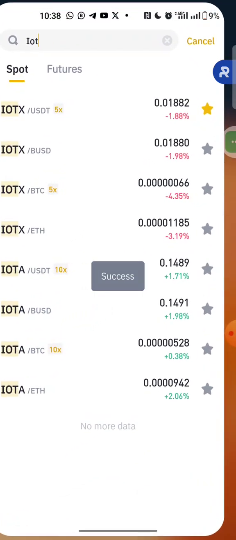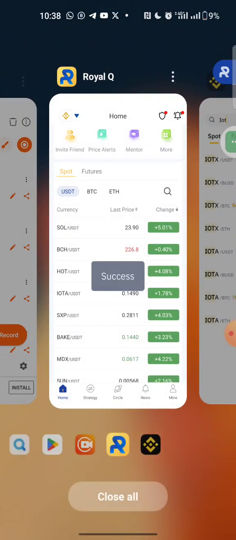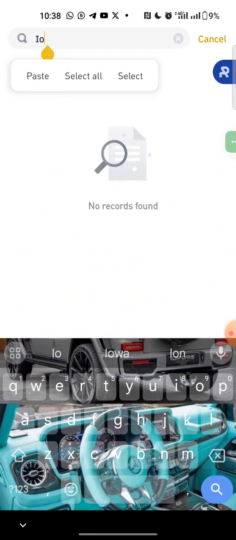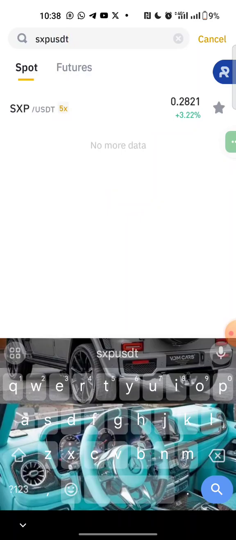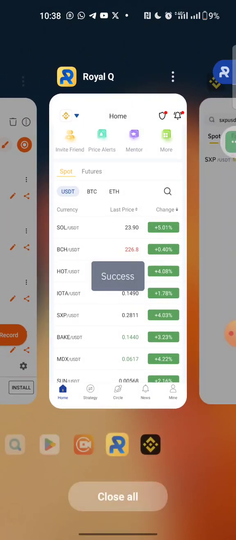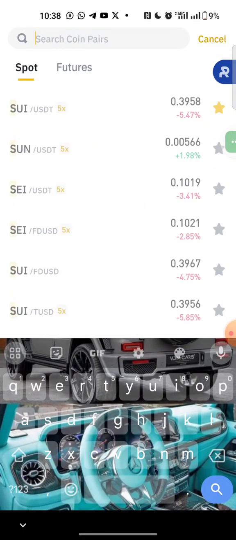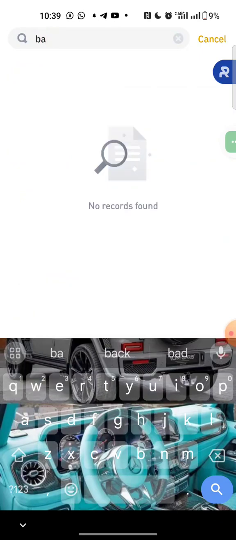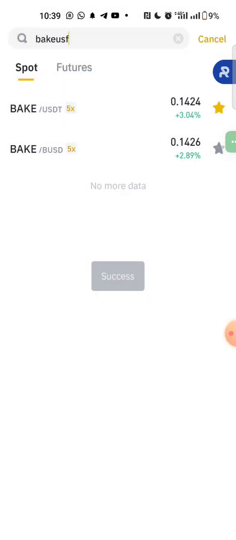Oh, I tapped on IOTX. Oh no, so this one I will be specific. It is IOTA. So here it is. That was IOTX. And then we have SXP USDT, and then we tap on the star. Then we have BEC USDT. We tap on BEC. You write the name very well, BEC USDT, it is there. Then we tap on the star.